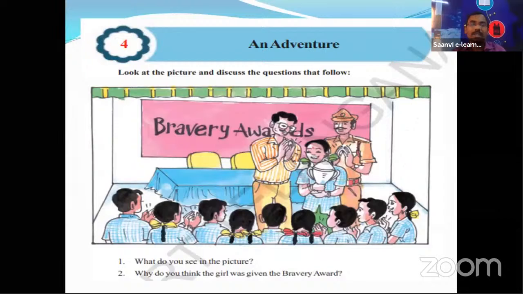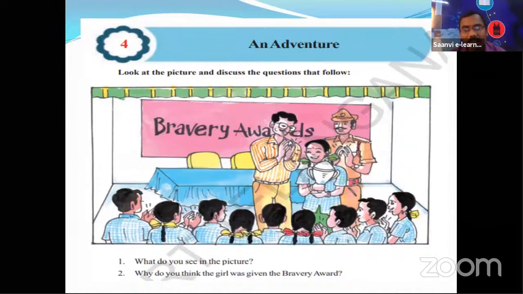So see here in this picture, you could see a girl is receiving an award, isn't it? So what sort of award is it? What do you see in this picture? In this picture, you can see a girl is receiving an award for her bravery. She might have saved some people. She might have done something good with her brave act. That's why she is receiving a bravery award from somebody.